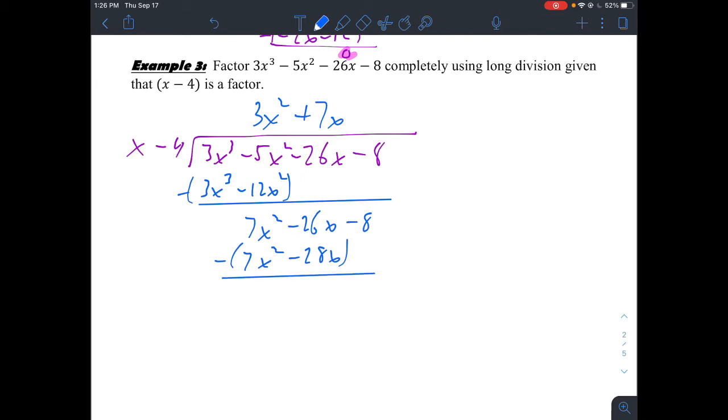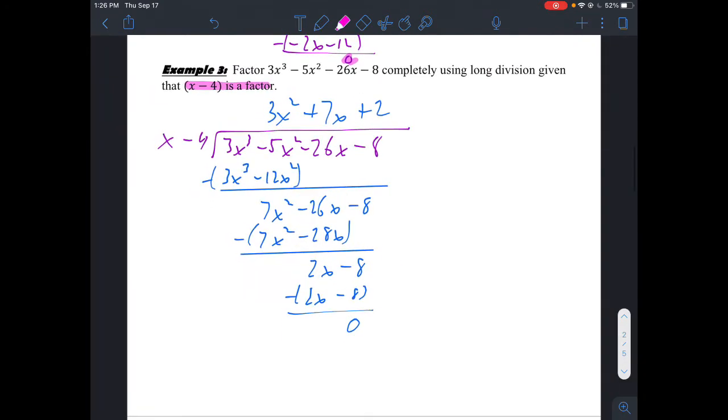Multiply, subtract, we should get 2x, bring down the negative 8. 2x divided by x is 2. Multiply, subtract, and you better get 0 because it tells us this is a factor.